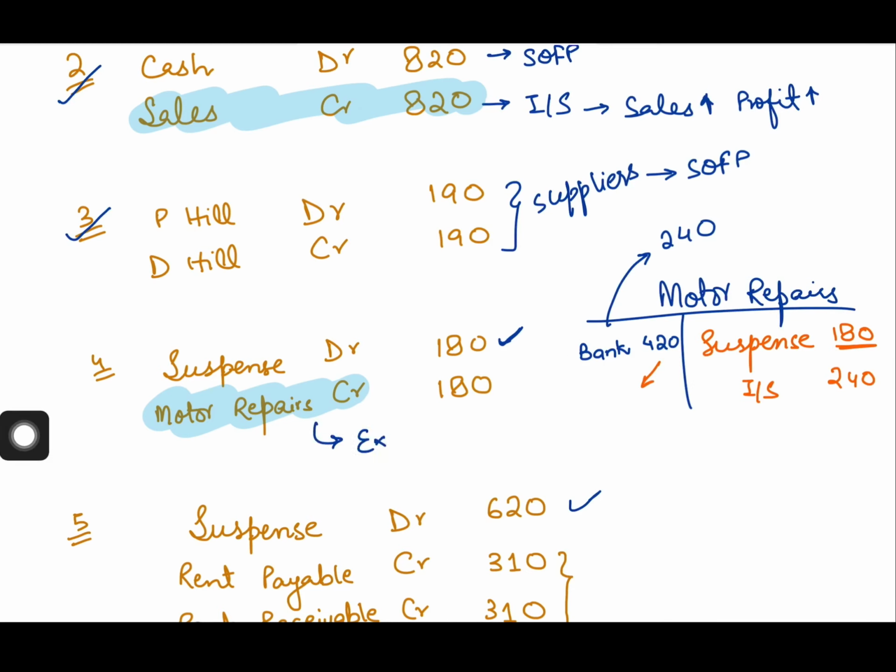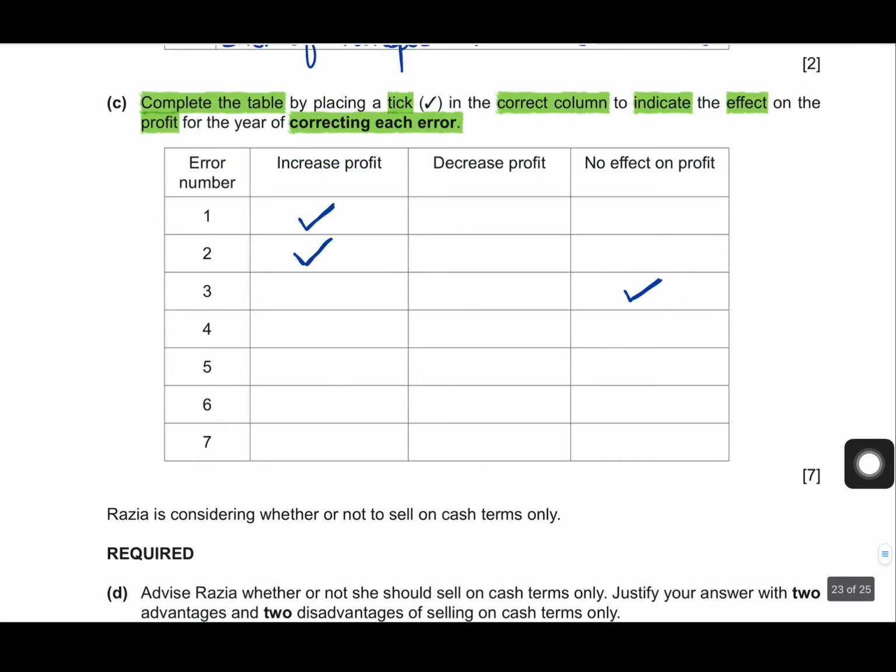So this will do what? This will decrease your expenses and then your profit will increase, because previously they were overstated. Now you are decreasing them by correcting this entry, by correcting this error. So expenses will decrease and this will again increase your profit. So error number 4 will also increase your profit.